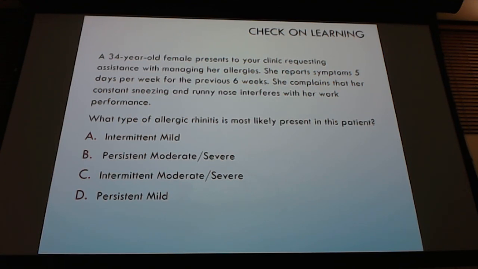Persistent moderate, right? Persistent because we're over 4, right? Remember I told you to draw that 4 in between? So we're over 4, and it's interrupting something. As soon as you hear that something is interrupted, you know that we're moderate to severe, okay? So that was B.